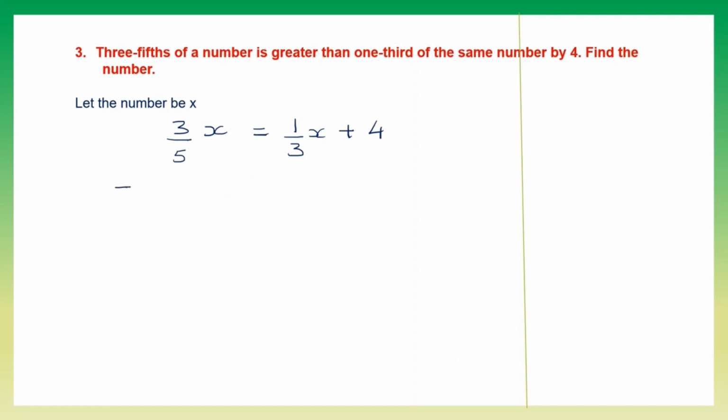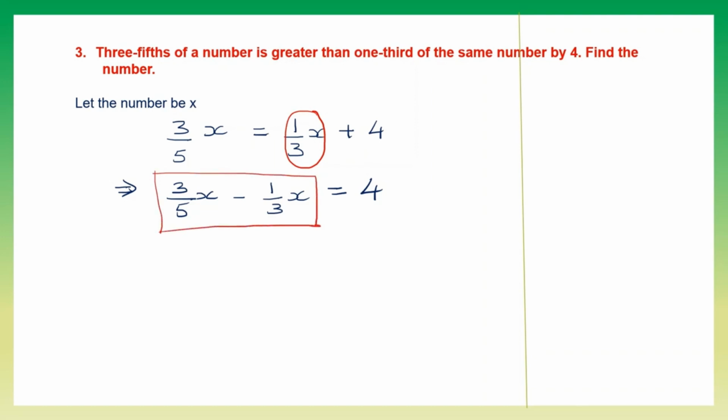So let's begin now. Now 3 by 5x is on the left hand side. On the right hand side we have 1 by 3x. So let's get both together to one side. So 3 by 5x, and I'm going to transpose 1 by 3x from the right hand side to the left, it's going to become minus. So this is minus 1 by 3x. And together it will be equal to 4. So now let's work out what is given here on the left hand side. 3 by 5x minus 1 by 3x.